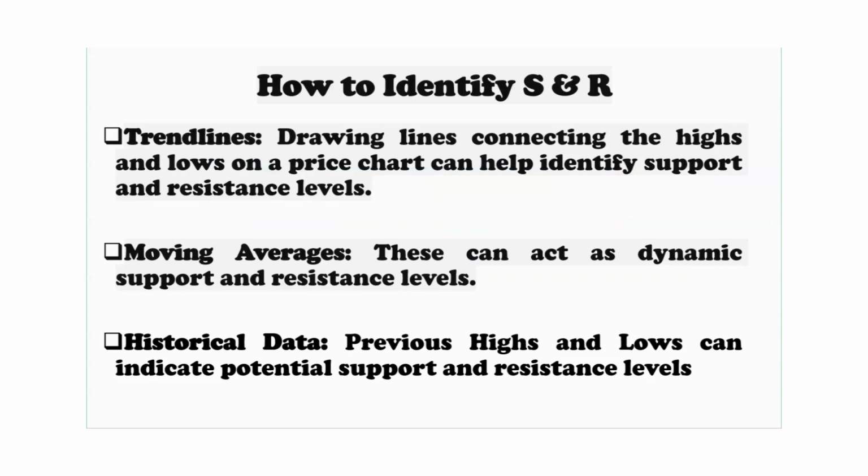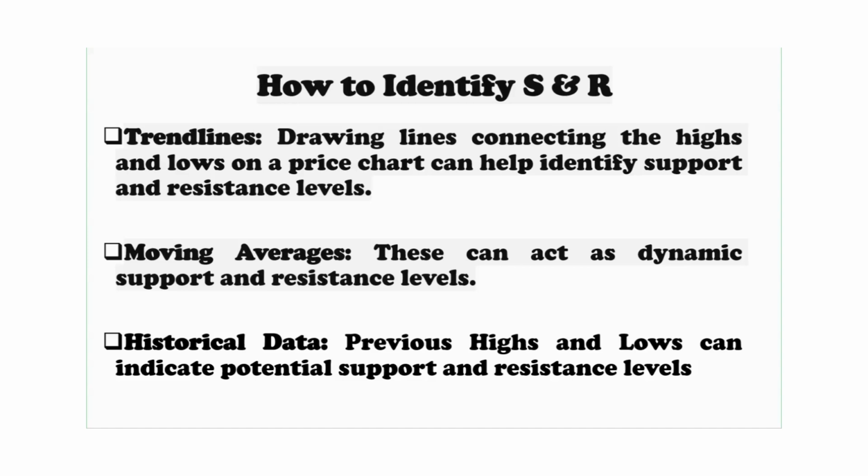How to identify the support and resistance levels? There are various methods by which we can identify them. The first one is the trend line. Drawing lines connecting the highs and lows on a price chart can help find the support and resistance levels. The second method is to see the moving averages. The moving averages can act as a dynamic support and resistance level.